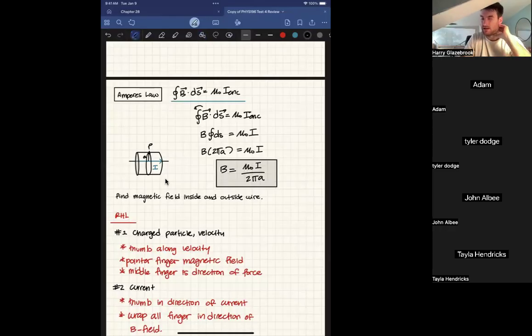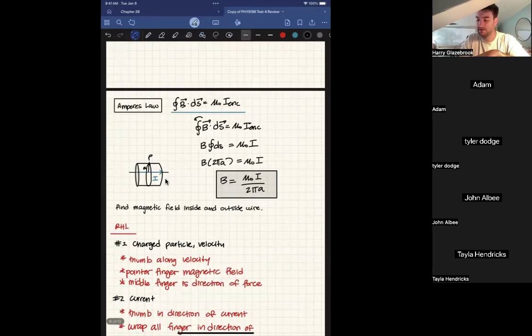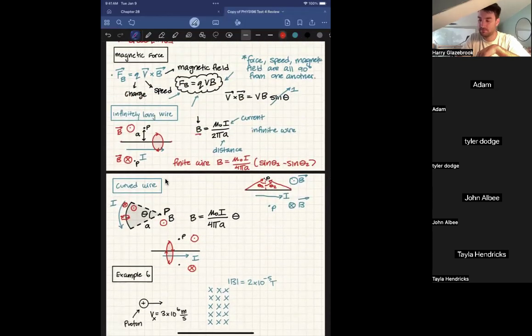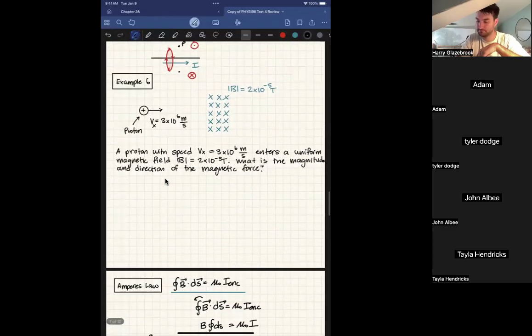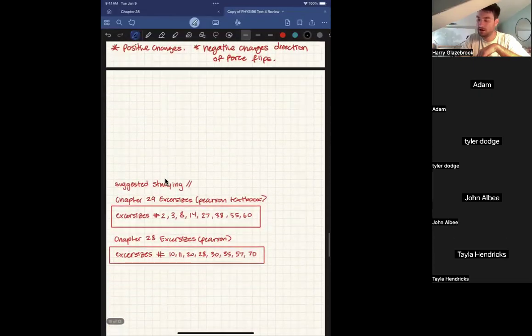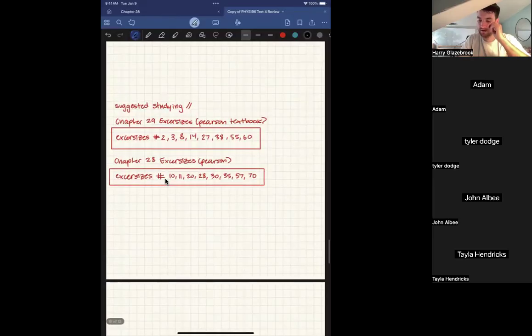So that's how you use Ampere's law. Again, I'm not too sure how much you guys have gone into it, so I just wanted to show you that little example and just notice that that's how I found the magnetic field for an infinite wire, and that matches what we have up here. Let's see, so that's that. I'm gonna post this so you guys can see it anyway, but I do have some suggested problems that are in the textbook for chapters 28 and 29. So take a look at those. Obviously, do your own studying, but I just thought those problems were particularly good.